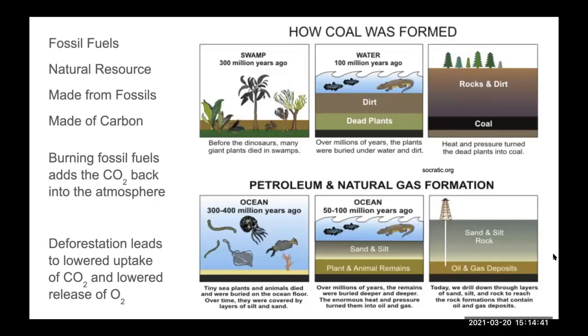As well as adding CO2 into the environment by burning coal, petroleum and natural gas, humans are also contributing to the lowered uptake of carbon dioxide and the lowered release of oxygen through deforestation. They're cutting down trees and using the space for land for cattle or other livestock. They're using it to build buildings and for infrastructure. And they're using it for logging the wood to make textiles, buildings, all kinds of other things.